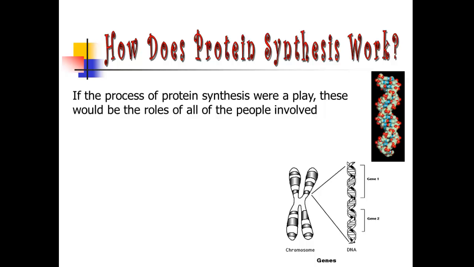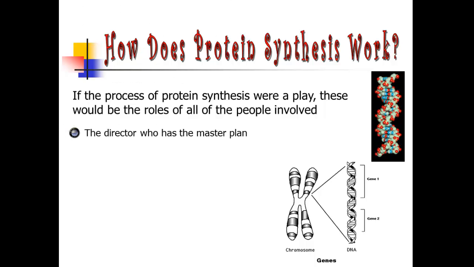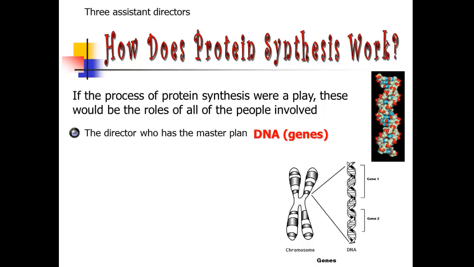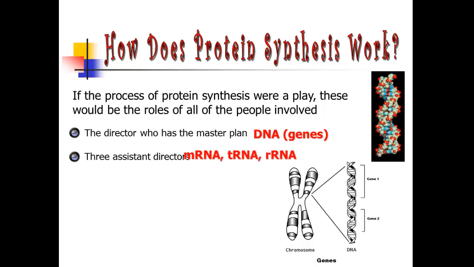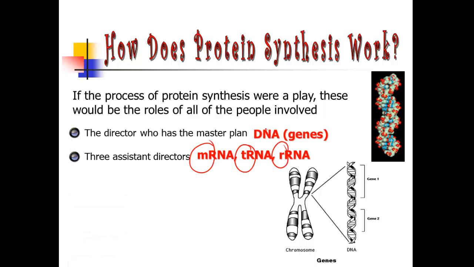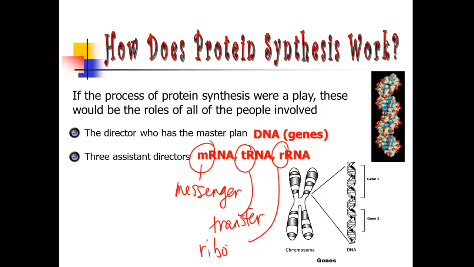Well, I like to think of it as a play. So the director of the play is the DNA, the gene. And there's 3 assistant directors: the mRNA, the tRNA, and the rRNA. The mRNA stands for messenger RNA. It's the one that carries the copy into the ribosome. tRNA stands for transfer RNA, and rRNA stands for ribosomal RNA. It helps to make up the ribosome. We'll talk about all of those 3 as we go along today.